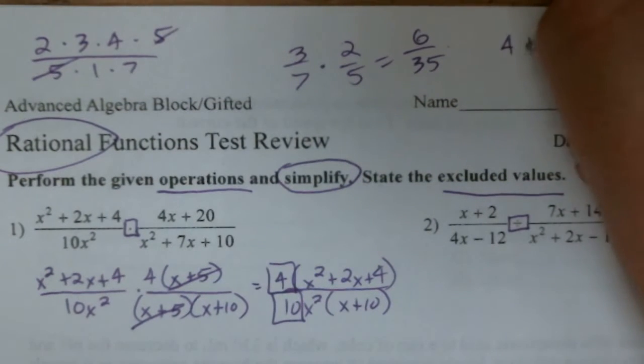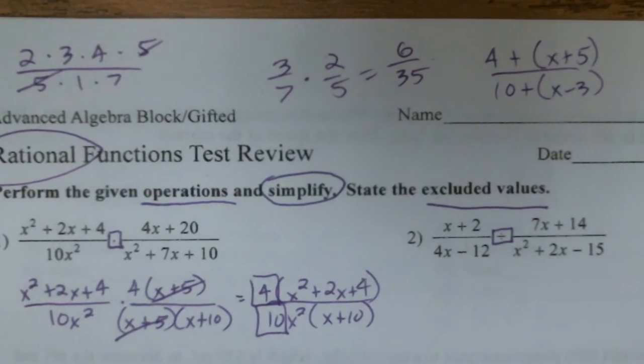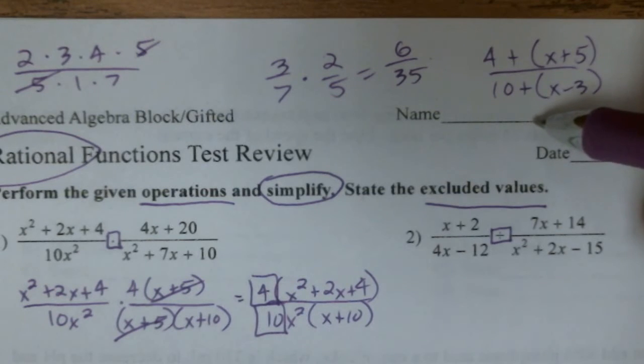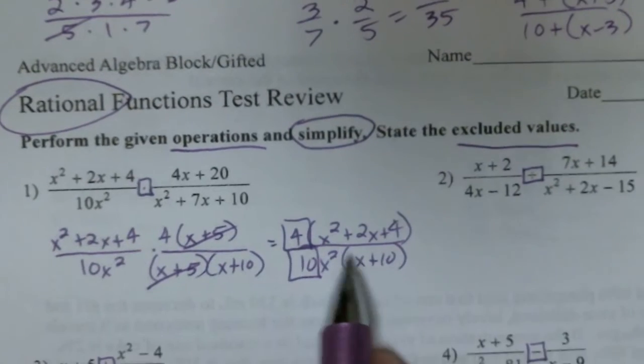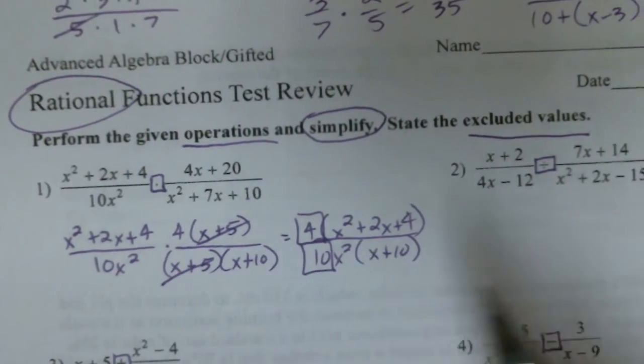If I had 4 plus some expression over 10 plus some expression, I cannot cancel those, because that is addition, all right? I can only do that when stuff is being multiplied. They're attached to each other. So they're attached, so I can simplify 4 over 10. That just simplifies to 2/5.